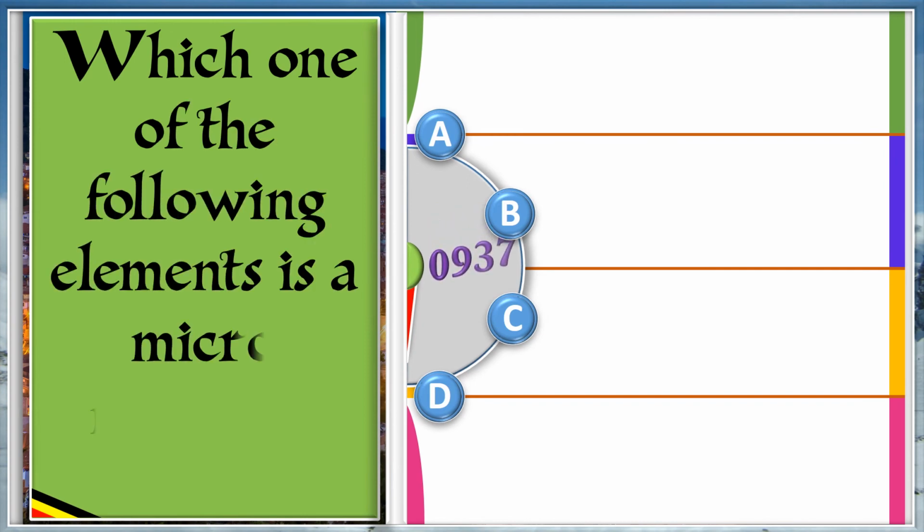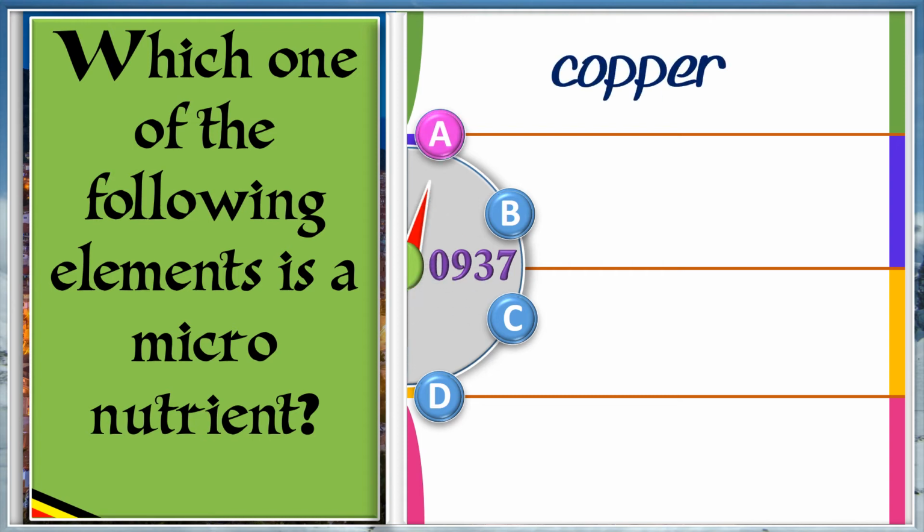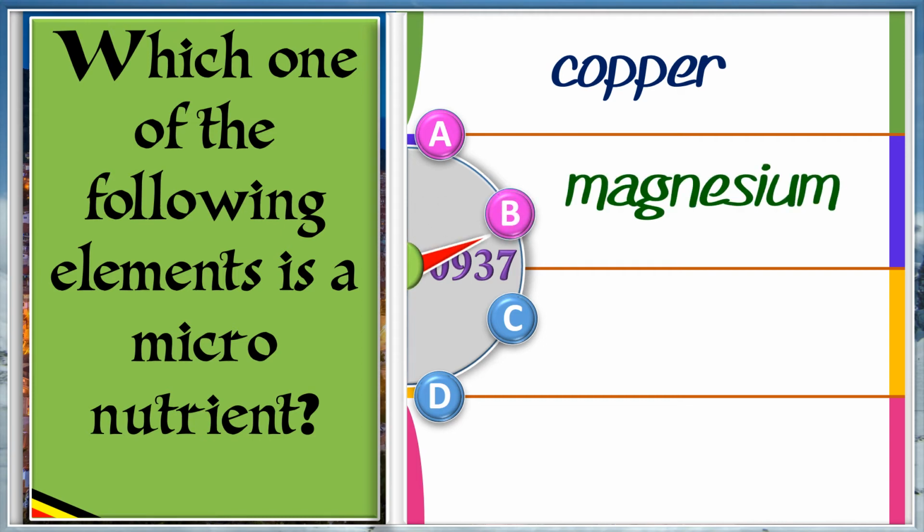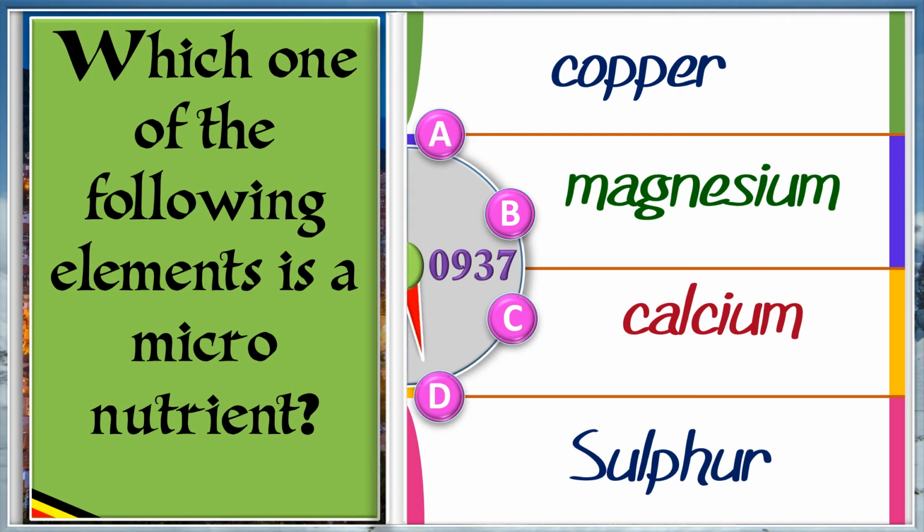Which one of the following elements is a micronutrient? A. Copper. B. Magnesium. C. Calcium. D. Sulfur. And the answer is A. Copper.